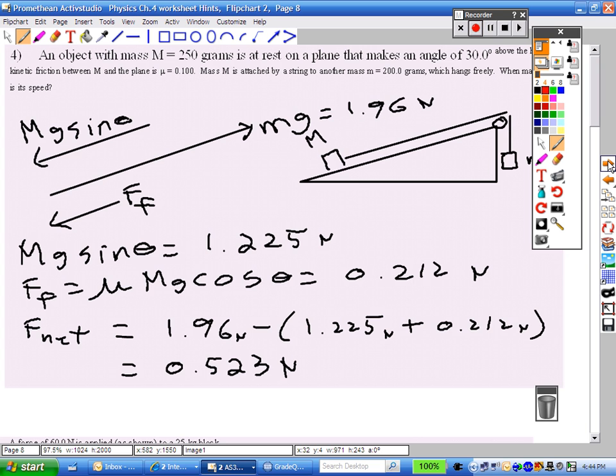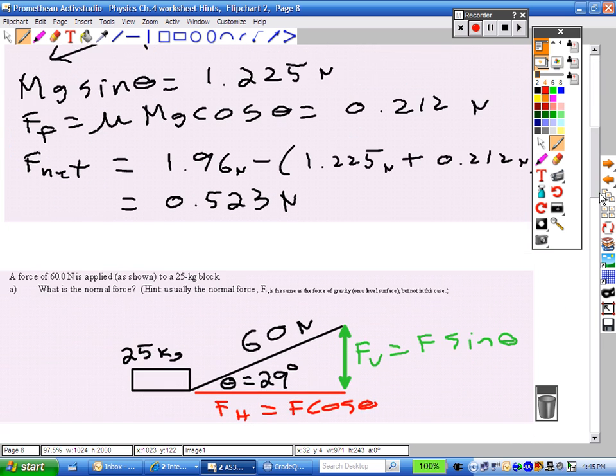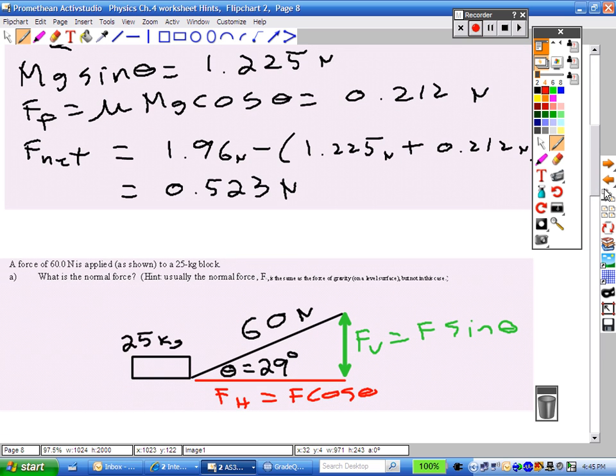Number 4, treat this whole thing as one unit. There is a gravity force of mg sine theta going down the ramp. But because of this force, there's an upward force of 1.96. If you take the 1.96, which is the largest, and subtract the gravity force of this object on the mass and friction, you'll have the net force for F equals ma.